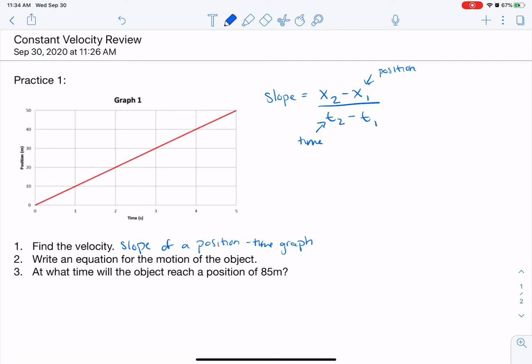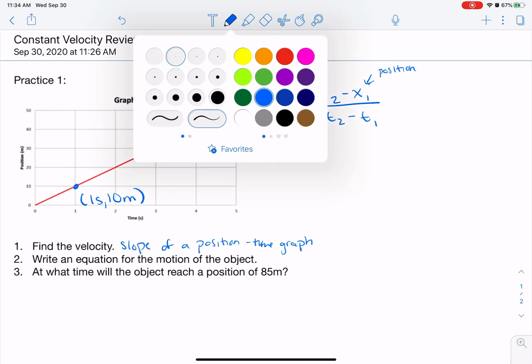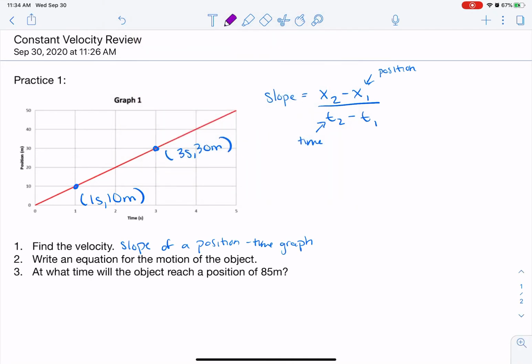Okay? So I'm going to pick 2 points. You can pick any 2 points you want. Let's pick this one and this one. All right, so our first one has 1 second and 10 meters as our position and time. This one here has 3 seconds and 30 meters. And we're just going to plug this directly into that slope equation. So here, this is our time 1, this is our position 1. This is our time 2, this is our position 2. We want to make sure time 2 is at a later time than time 1.